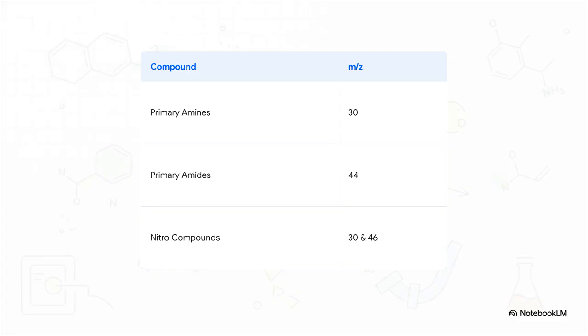And honestly, you should absolutely lock these diagnostic numbers into your memory. Unbranched primary amines just scream their presence at m/z 30. Primary amides show up dependably at 44. And nitro compounds drop these highly characteristic 30 and 46 fragments as their nitro groups literally break apart into NO+ and NO2+ ions. Keep those numbers handy for sure.